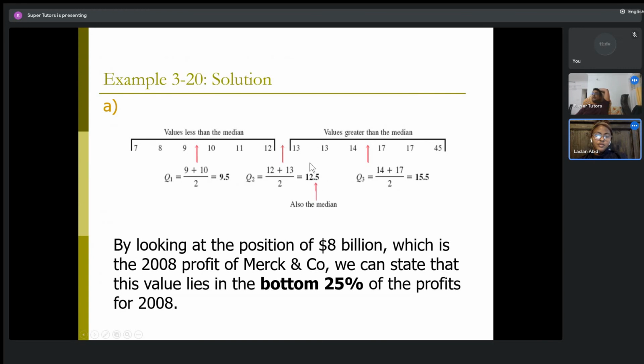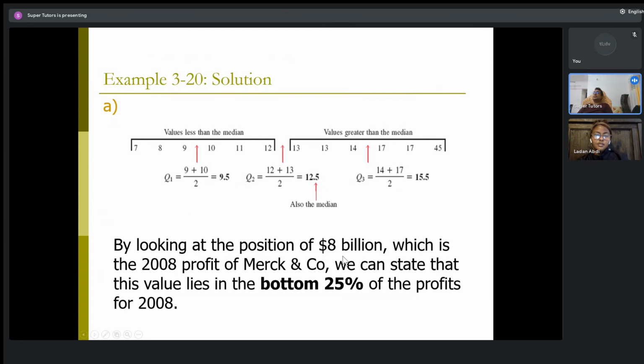12.5. Absolutely. And then you are left with six values on this side and six values on this side. Out of these six, you average the third and fourth, which is 14 and 17. Out of this six, you average the middle two, which is 9 and 10, if that makes sense.